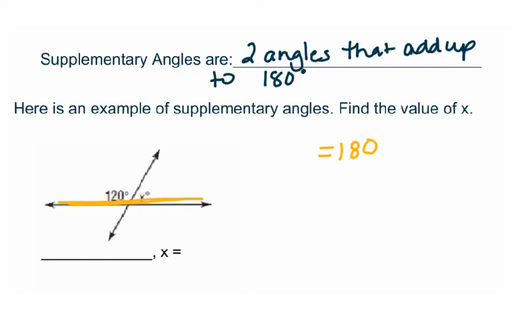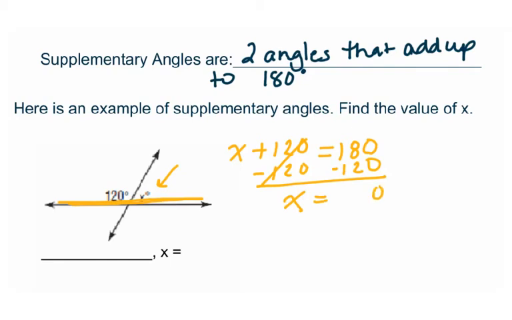Then I'm going to take x, because that's there, x plus 120 equals 180. So to be able to find what x is, I'm going to minus 120 from both sides. So x equals 180 minus 120: 0 minus 0 is 0, 8 minus 2 is 6, and 1 minus 1 is 0, so x equals 60 degrees.